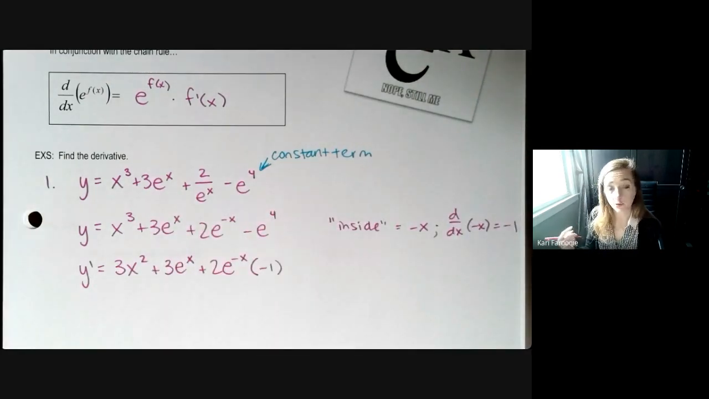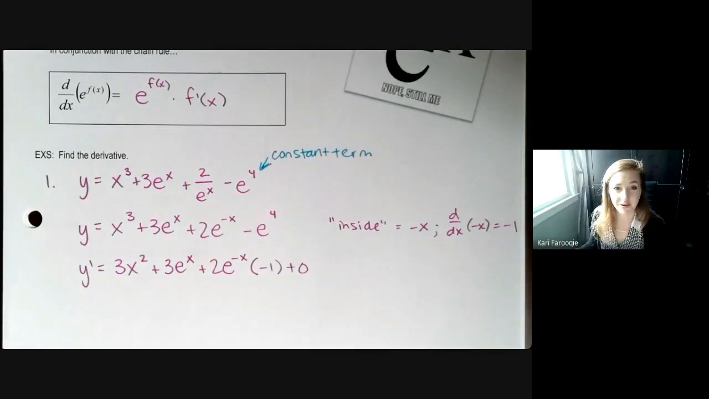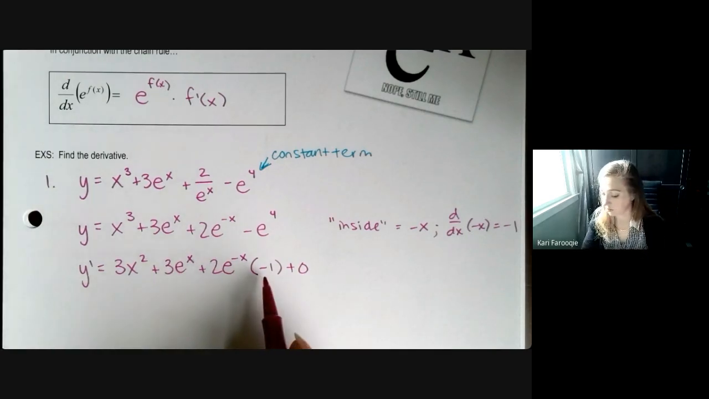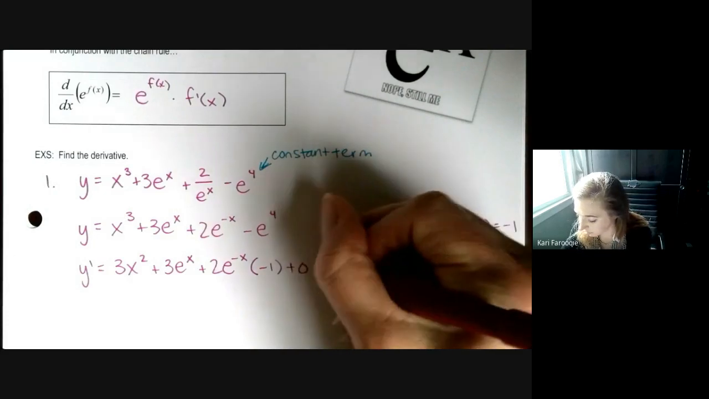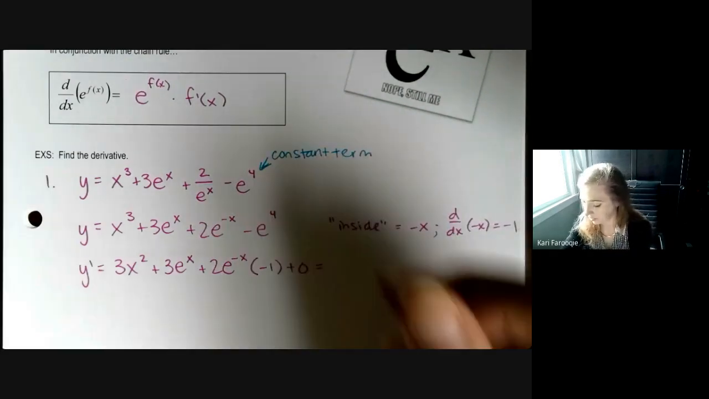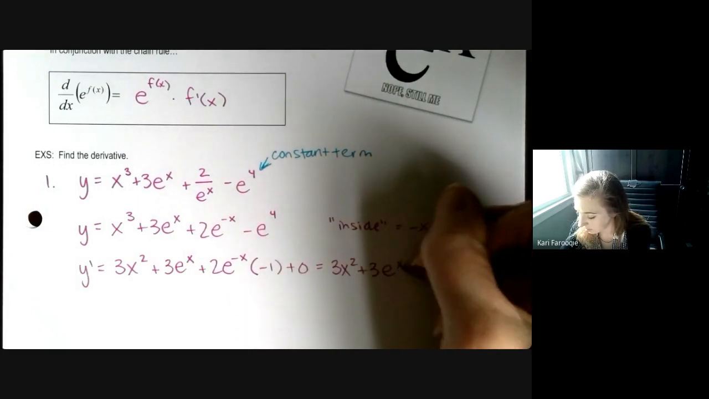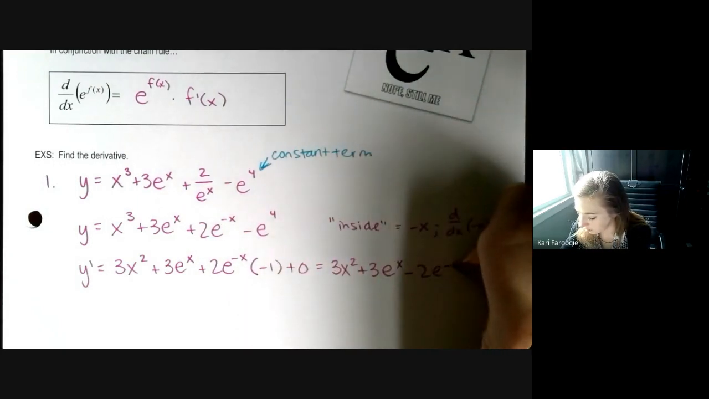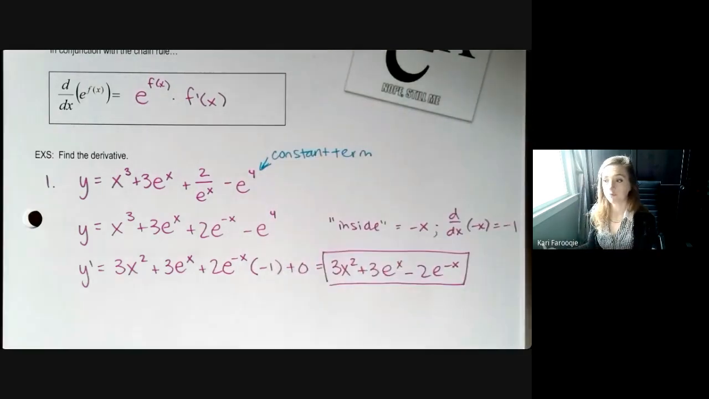And then the derivative, we said, of e to the fourth, because it's a constant, will be 0. Or -0, however you want to write that. So now we can just rewrite this by multiplying this -1 into this expression. So we'll say that we have y prime equals 3x squared plus 3e to the x minus 2e to the negative x. That is your derivative.